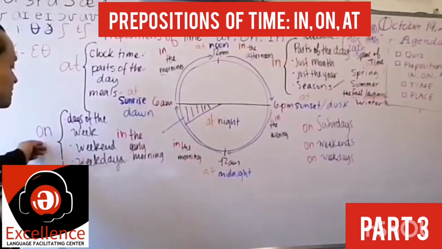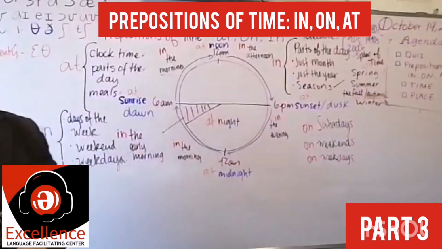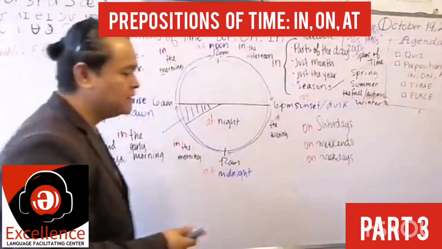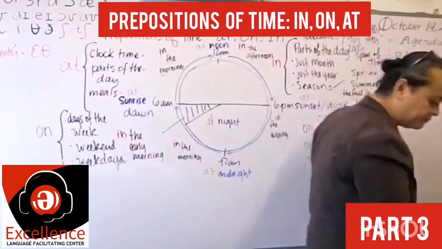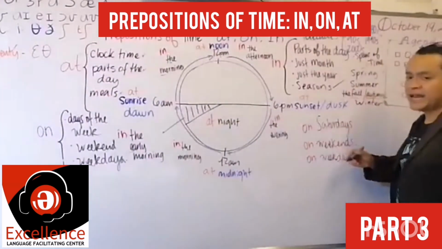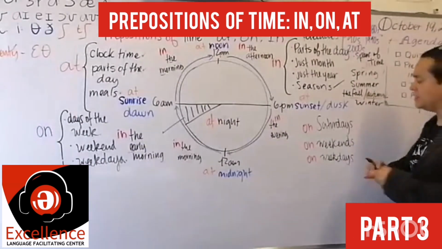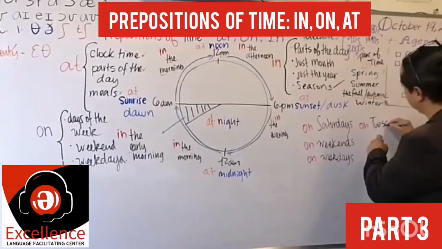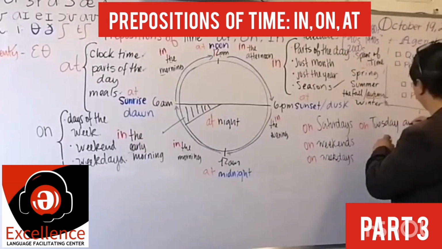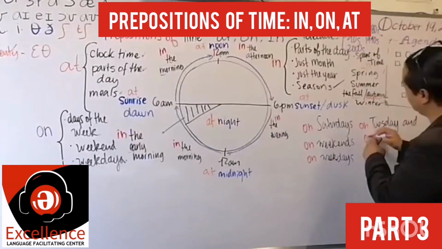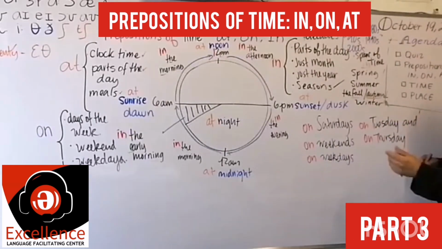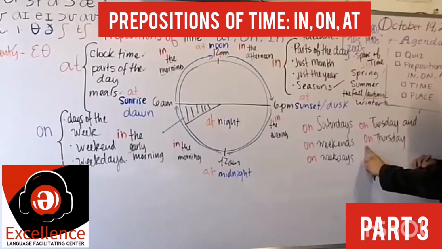Let's finish with the prepositions. So, on the weekend, as well, we use the preposition on. I have students who come to class, for instance, on Tuesday and on Thursday. So I've got students who come to class on Tuesday and on Thursday.